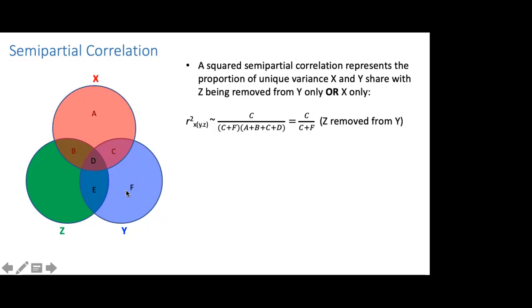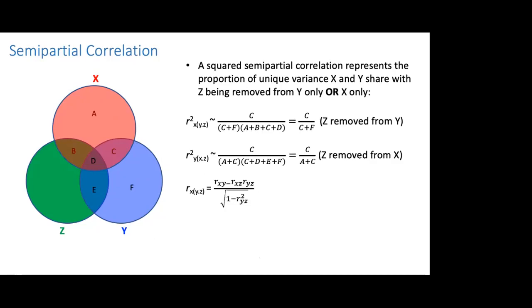And I could do the same thing with Y. I could residualize Y and leave X unchanged. Then I could say basically how much of the total variance in X can be explained by Y that is not already explained by Z. Yeah. Okay. So I remove the influence of the third variable only from one of the two.